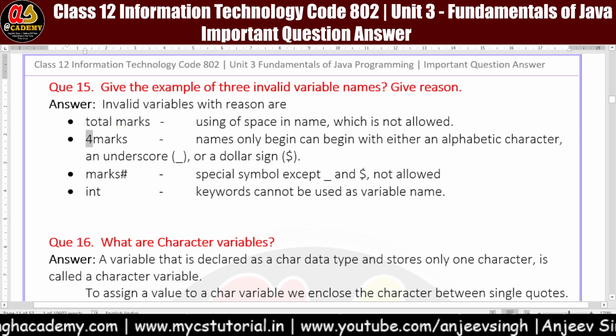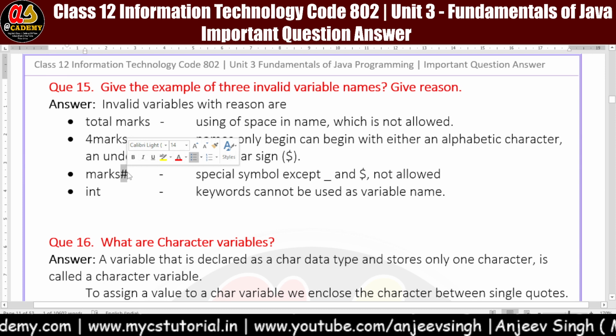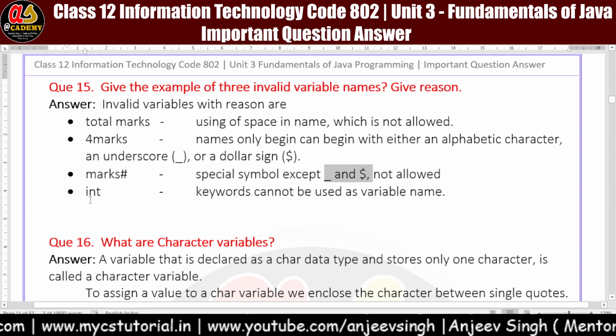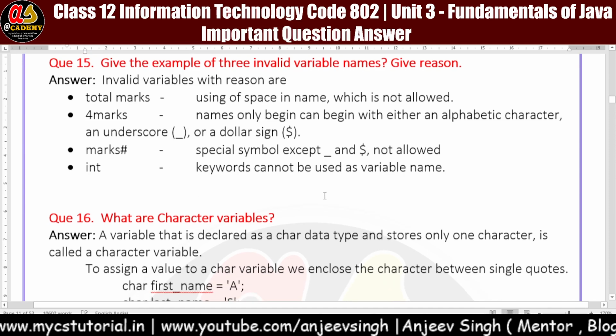Marks#: the hash symbol is not allowed. Some special symbols are not allowed. Only a few special symbols, the underscore and dollar, are allowed. Otherwise, other symbols are not allowed. Int: why is it invalid? Because keywords cannot be used as a variable name.